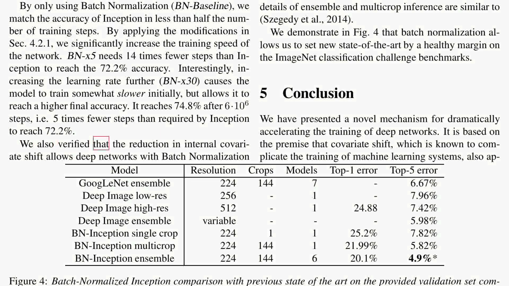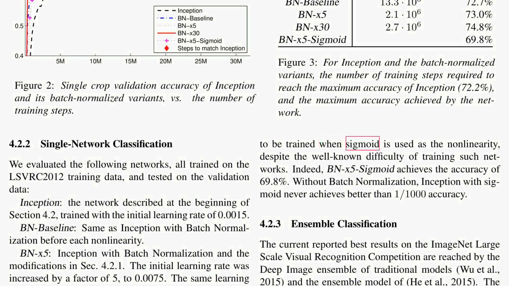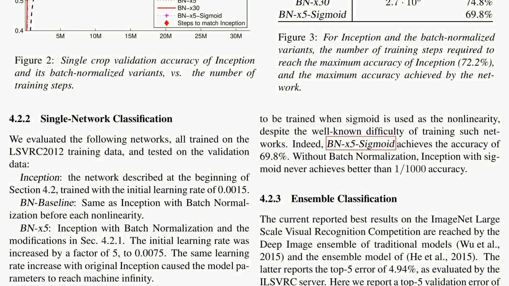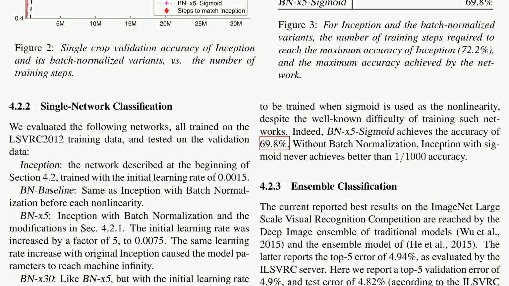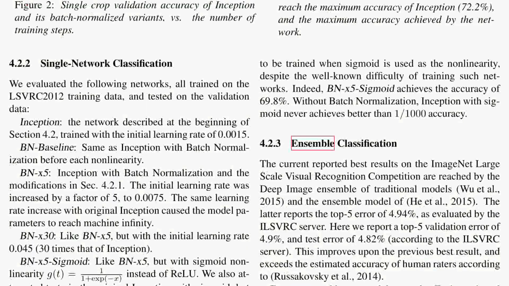We also verified that the reduction in internal covariate shift allows deep networks with batch normalization to be trained when sigmoid is used as the nonlinearity, despite the well-known difficulty of training such networks. Indeed, BN-x5-Sigmoid achieves an accuracy of 69.8%. Without batch normalization, Inception with sigmoid never achieves better than 1/1000 accuracy.